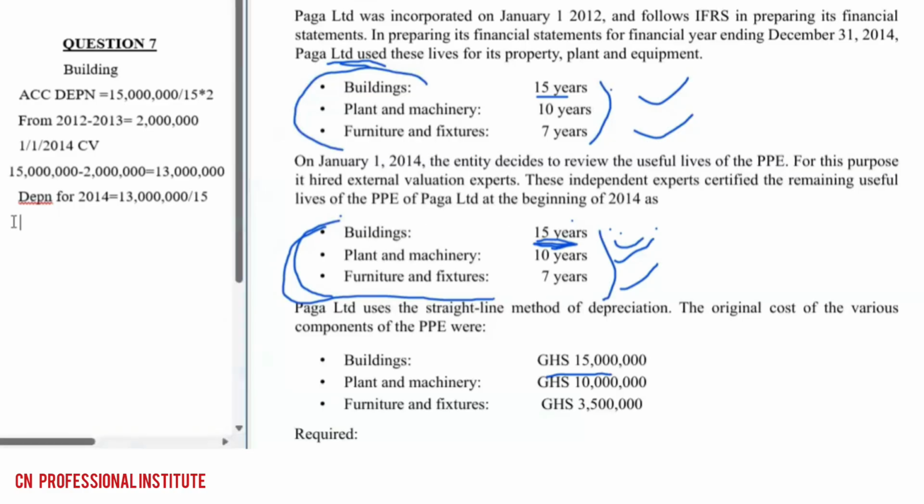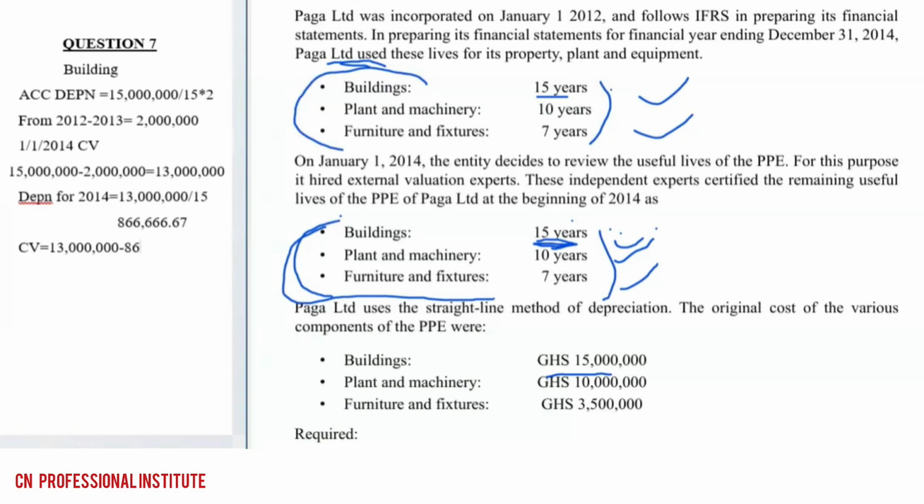So to get depreciation for the subsequent years, as we said, it is the carrying value divided by the remaining life. So we have 48 million divided by 15 years, and that will give us 3,200,000. So this will be depreciation for 2014. And then the carrying value at the end of 2014 will be the 48 million minus the depreciation.